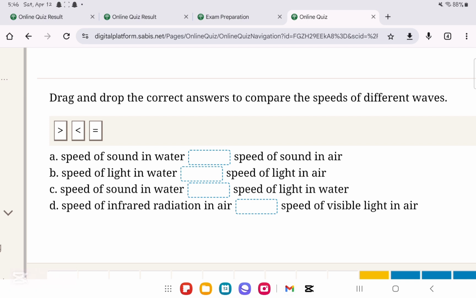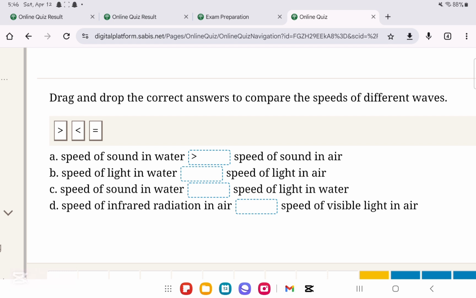Sound is a mechanical wave. That means it needs a medium to pass through. And if it needs a medium to pass through, that means the denser the medium, the heavier the medium is, the faster its speed is going to be. That means the speed of sound in water is greater than the speed of sound in air.